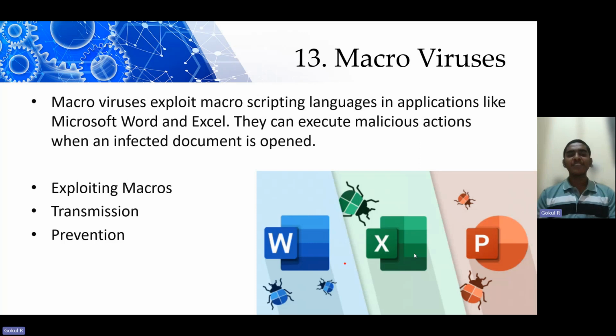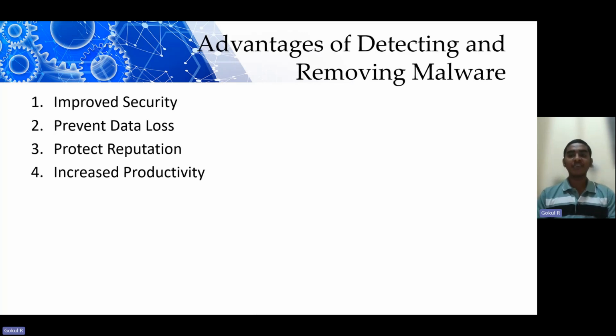How to prevent it? We need to disable macros in documents from unknown sources, and we need to use antivirus software here. So these are all the types of malware. Now we need to see the advantages of detecting and removing malware.